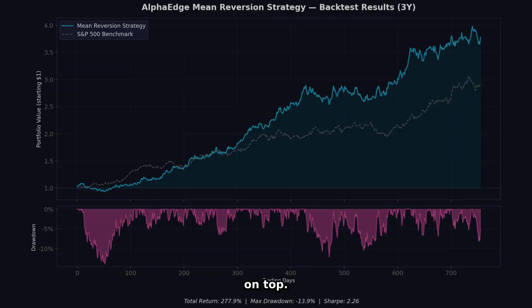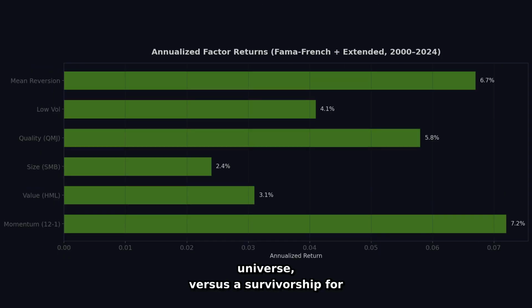Then we stack more problems on top. Ignoring execution costs: Frazzini, Israel, and Moskowitz, 2018, showed trading costs can erase 30 to 50% of gross alpha for capacity-constrained strategies. Survivorship bias: using today's index constituents only can inflate returns by several percentage points per year versus a survivorship-free universe, as shown in multiple index studies. Look-ahead bias: accidentally using information not available at the time can turn a flat strategy into a dream curve. Put simply, your backtest is a lie unless you explicitly defend it against these structural biases.